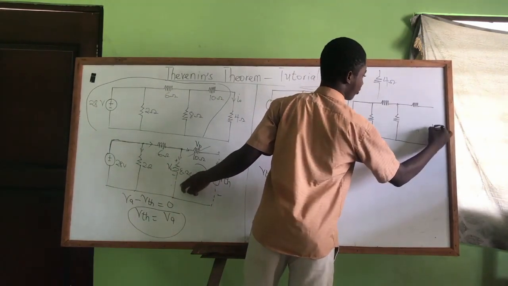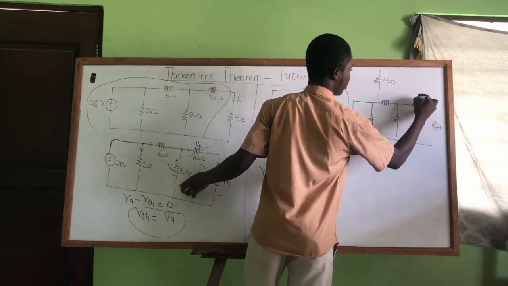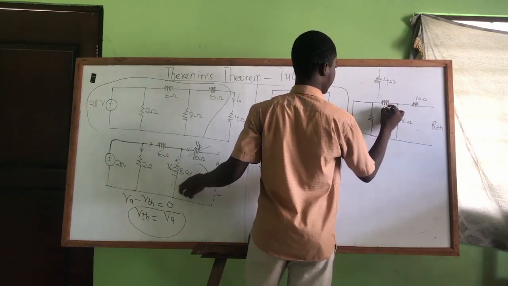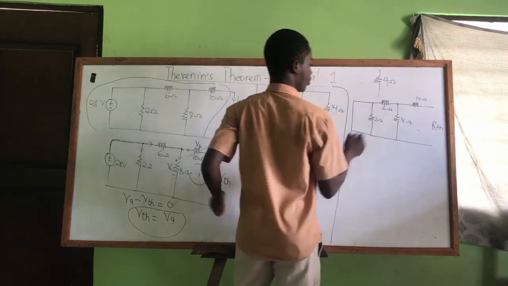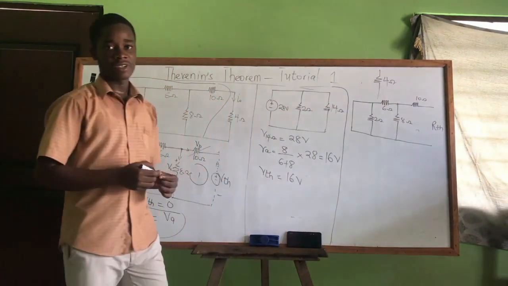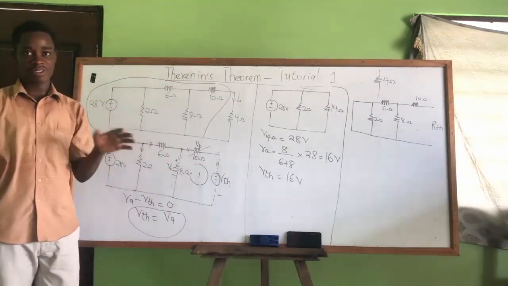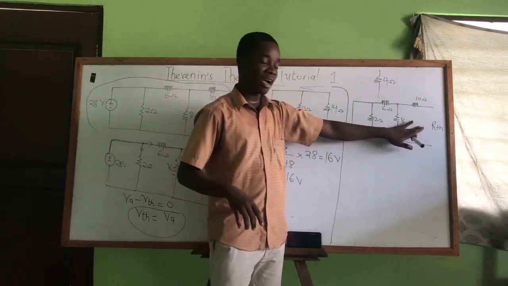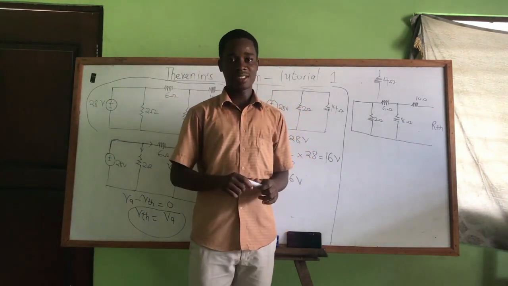And this is where I'm going to write what? RTH. So 10, 8, 6, 2. Very simple. You see, there should be no source in calculating the circuit. For calculating what? The RTH, there should be no source in that circuit.